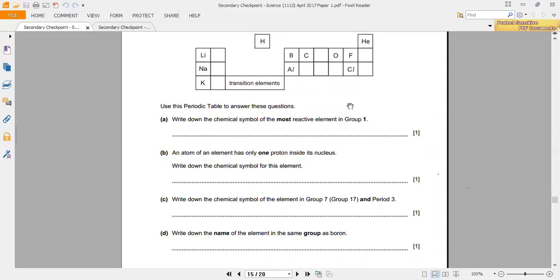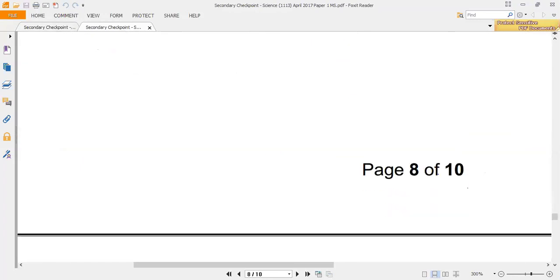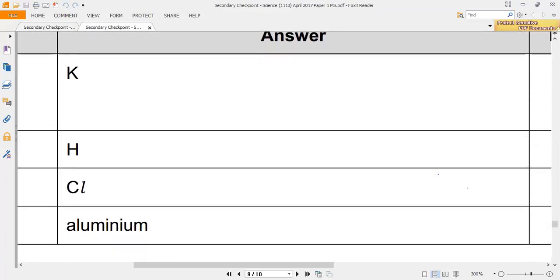Number D, write down the name of the element in the same group as boron. This is the boron, okay? The element in the same group, so it's a column. After the boron, we have aluminum. Its symbol is Al. Let's check out the answers together. This is K, H, Cl or chlorine, and aluminum.